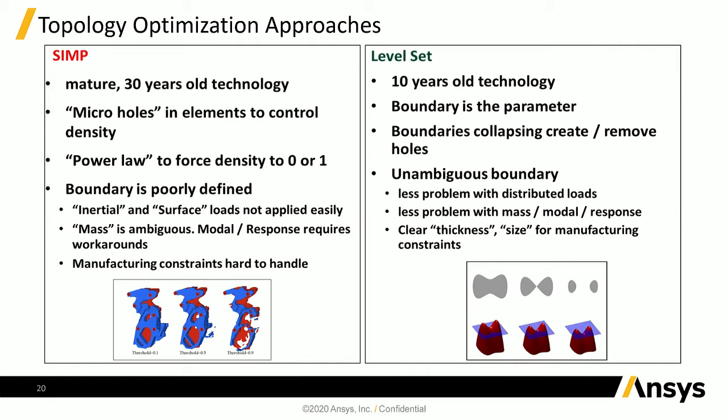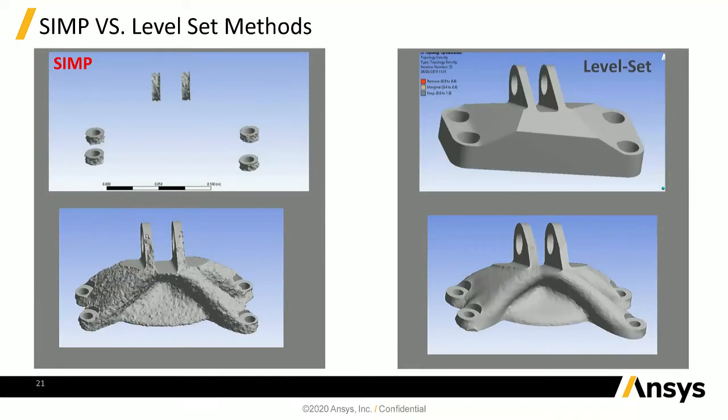One will essentially go through and turn elements on and off and track your response. The other one uses more of a numerical method to better define the boundaries, which results in a cleaner looking shape. So just showing the two, you can see the level set tends to give you a cleaner representation. The SIMP method, or the density-based method, you can get there. It just requires a little bit more post-processing on the STL side.